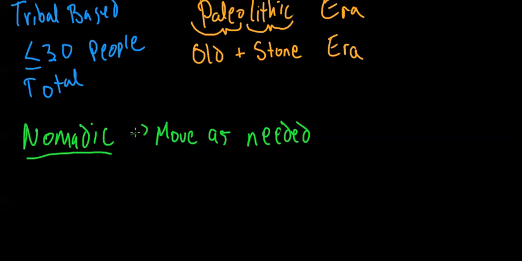So let's say, for example, the herd of animals that they were hunting moved from one area to another, or there was a drought and they were no longer able to survive on the area that they were living on. They would move as needed.